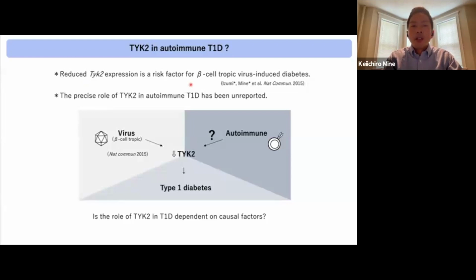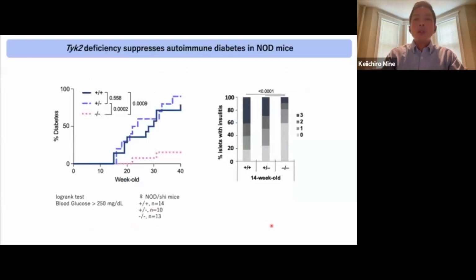So I studied the role of TYK2 in autoimmune diabetes using NOD mice. My question was, is the role of TYK2 in type 1 diabetes dependent on causal factors? To this end, we generated TYK2 knockout NOD mice and found that the loss of TYK2 suppressed the development of autoimmune diabetes in NOD mice. Diabetes incidence was comparable between wild type and TYK2 hetero knockout mice. Insulitis was suppressed in TYK2 knockout NOD mice.